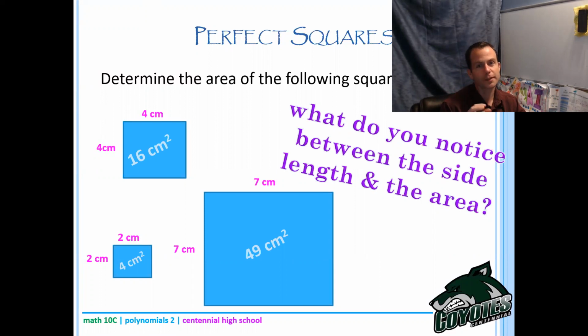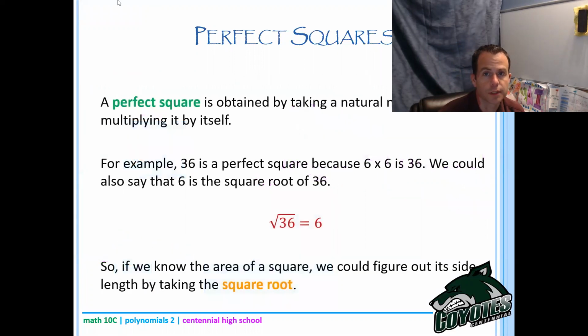So a perfect square has as its square root a natural number. I can take the square root of 20, but when I do that in my calculator, it ends up being like 4.47 and so on. It's not a nice, pretty, natural number. So a perfect square has as its square root a natural number. A perfect square is obtained by taking a natural number and multiplying it by itself.